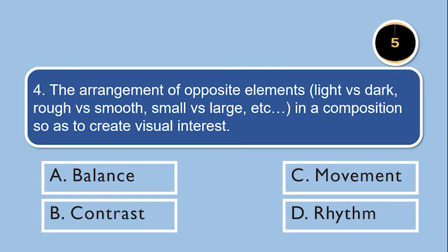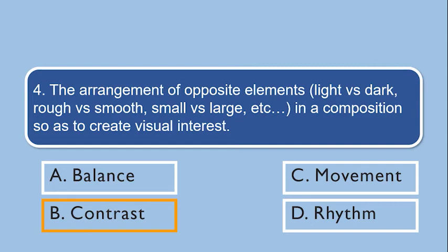Let's have number 4. The arrangement of opposite elements, light versus dark, rough versus smooth, small versus large, etc. in a composition so as to create visual interest. Is it balance, contrast, movement, or rhythm? You have 5 seconds. Time is up. Your answer is? That is contrast. Very good.